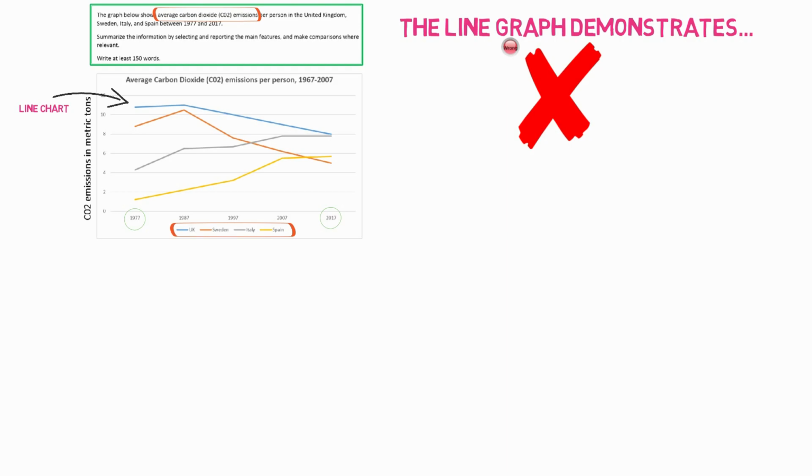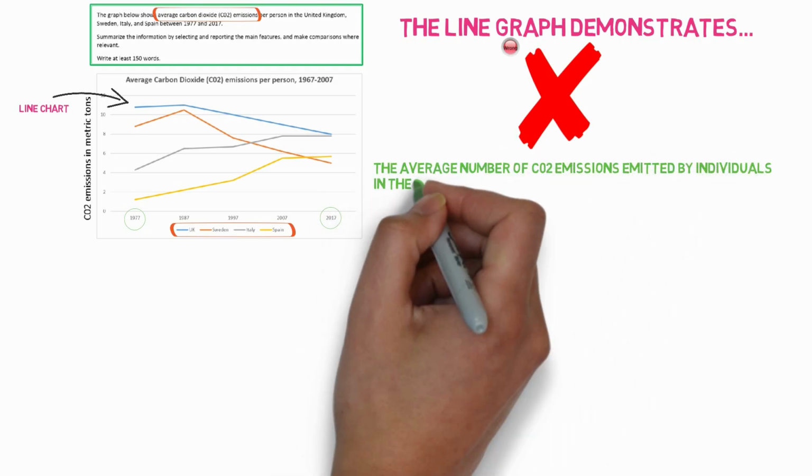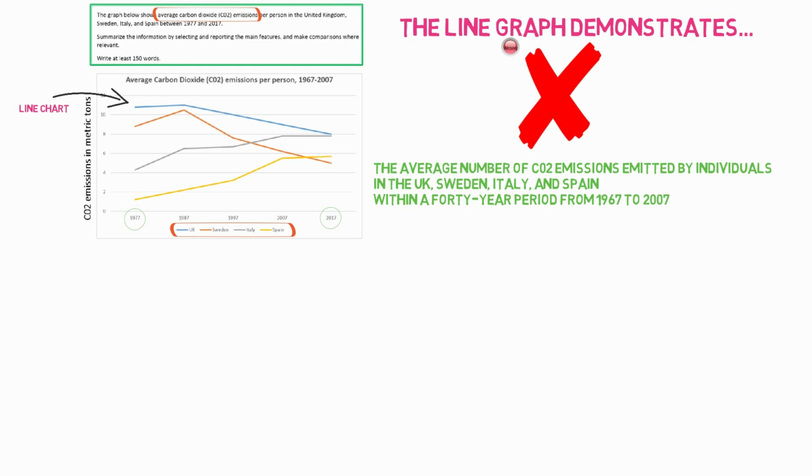The way the model is written here is that instead of using active voice like this, they use passive voice. So basically, passive voice allows us to change the object into the subject. So we have the average number of CO2 emissions emitted by individuals in the UK, Sweden, Italy, and Spain. You can see that I do a little bit of paraphrasing here. I use a reduced relative clause to talk about the emissions emitted by individuals in the UK, Sweden, Italy, and Spain. And then I give the time within a 40-year period, and then I add a verb.